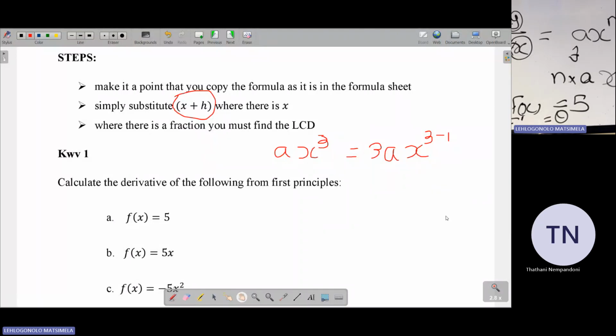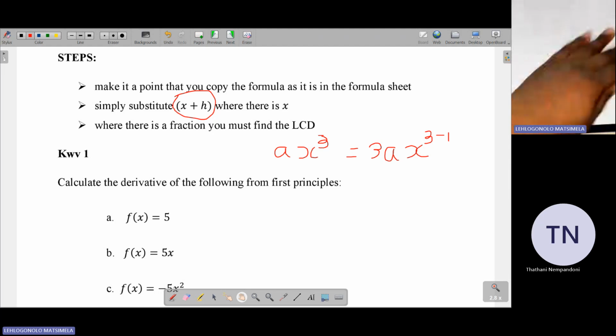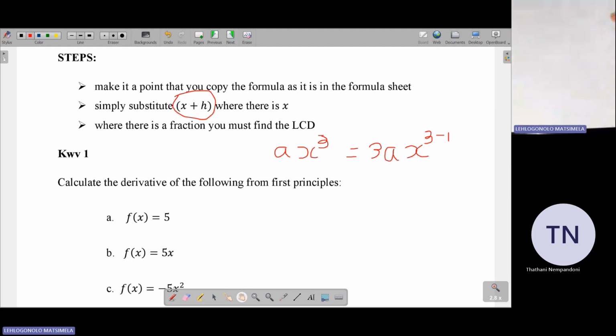Next question, we're working on number 2. Number 2, which is the second one, number B, is written in the form of f(x) is equal to 5 multiplied by x.